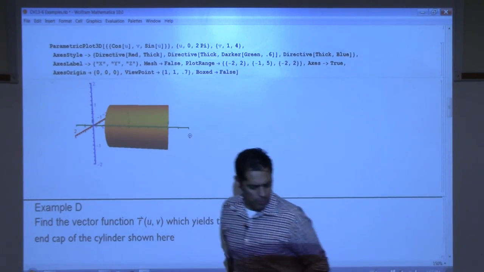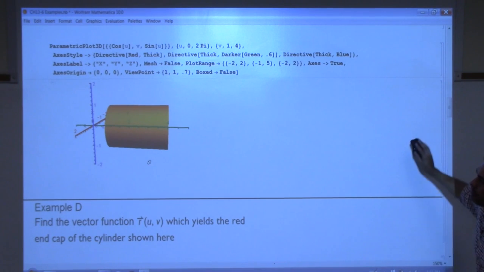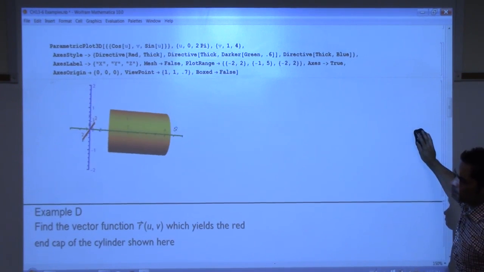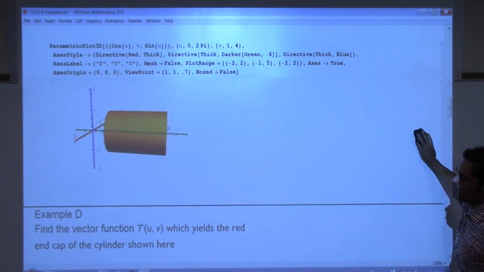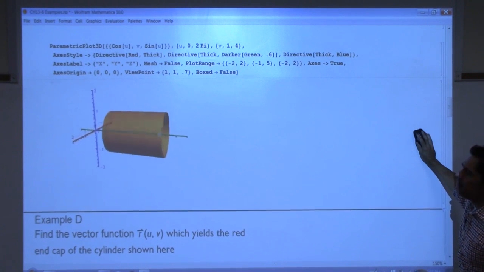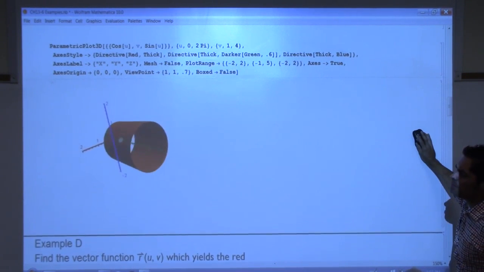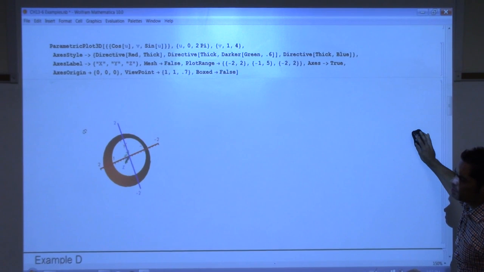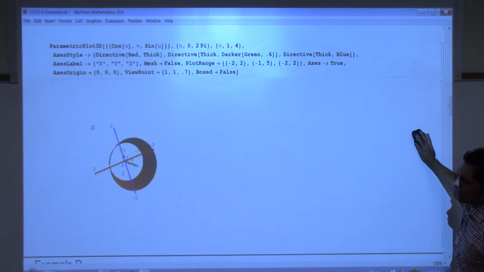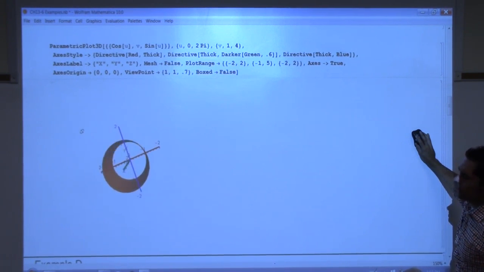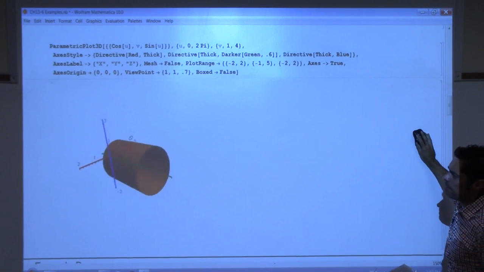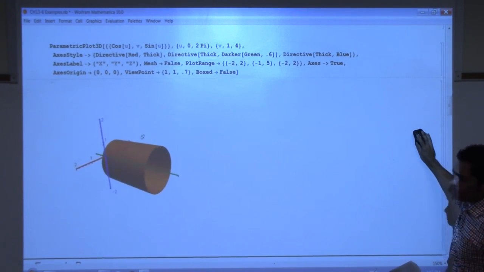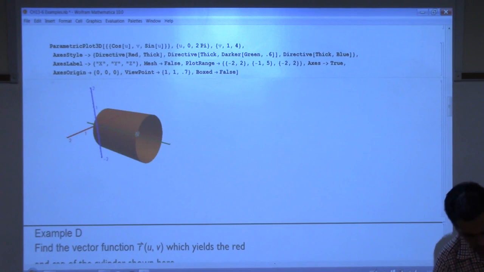I think it's a 1 to 4. See that? 1 to 4? Okay. And then can you tell what the radius of this cylinder is? Can you all tell? 1. All right. So we need to come up with the parametric equation, the vector formula that would draw that surface.